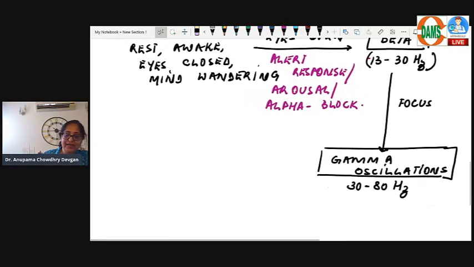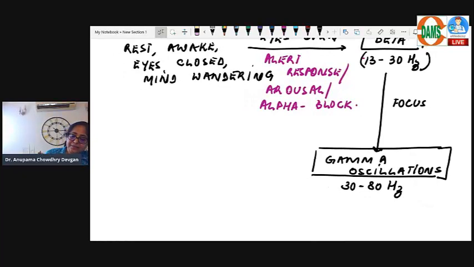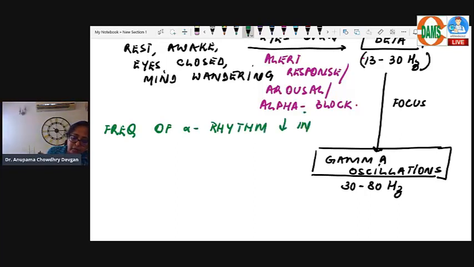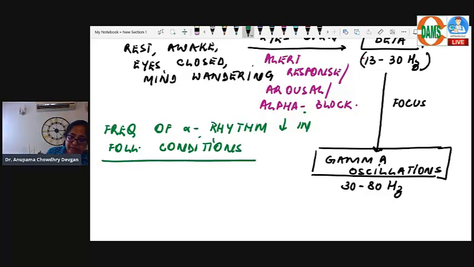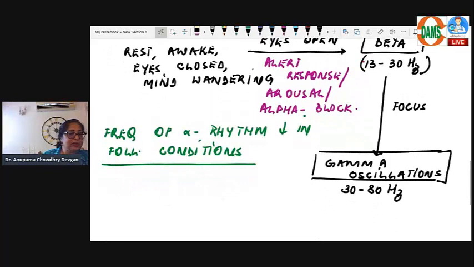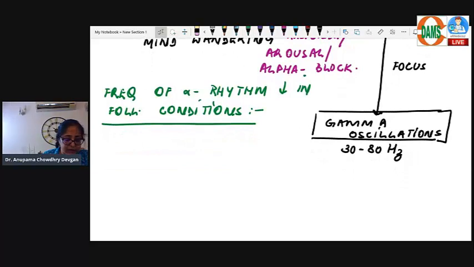Now, another important point here is the frequency of alpha rhythm. The frequency of alpha rhythm decreases in the following conditions. Normal frequency of alpha rhythm is 8 to 12 hertz. But in the following conditions, there is a decrease in the frequency of alpha rhythm. What are the conditions which will cause this?